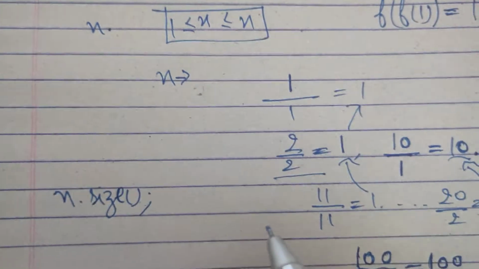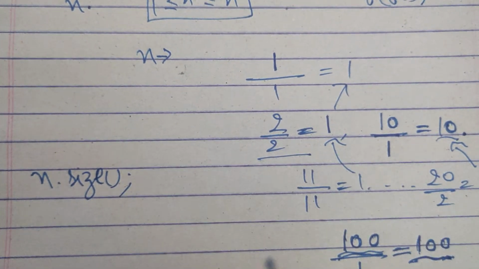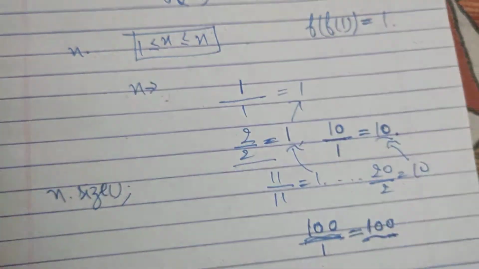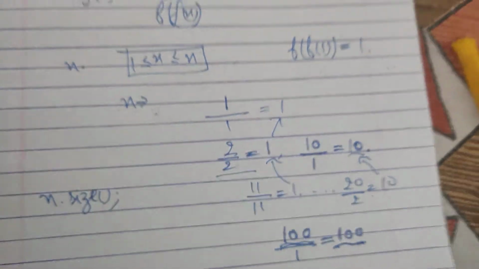And one important thing is that we have to take the input as a string, as n is very large, up to 10 to the power 100. So the first question is over. Now we can go to the second question.